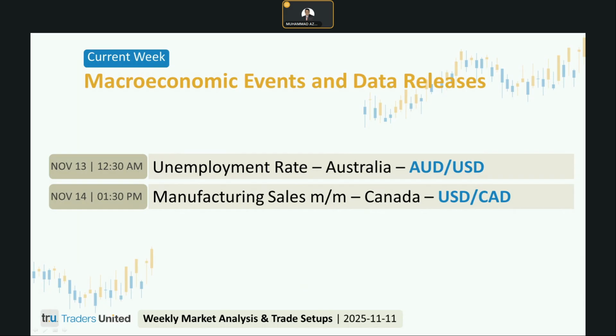Next, let us take a look at current week's macroeconomic events and data releases. I will be covering the key developments in Forex market with the focus on fundamental analysis. Okay. So the first one is the AUD USD.